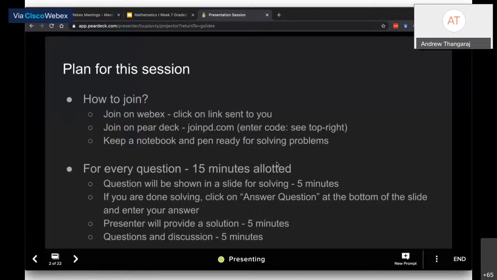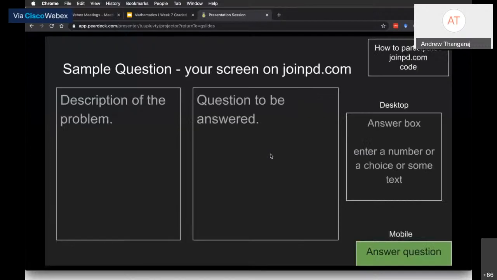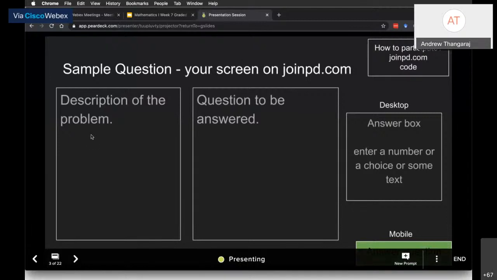I will put up the question on the slide. It will look something like this. This is a sample question. You will have a description of the problem, and the question to be answered will be here. And on joinpd.com with the code FKZUKM, you will see the choice and the answer that you have to do.